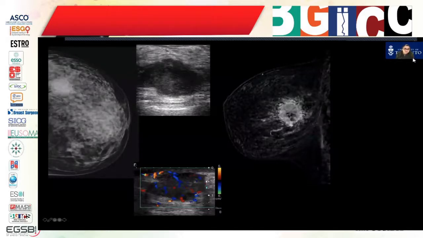You can see it on the mammogram on the left lateral breast. This is how it looks on ultrasound. And MRI performed here in the sagittal view shows us a single large invasive breast cancer with some heterogeneity in the center. So this is a unifocal breast cancer.